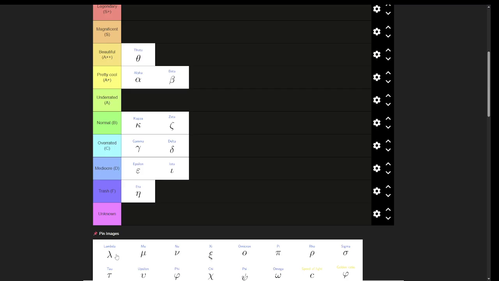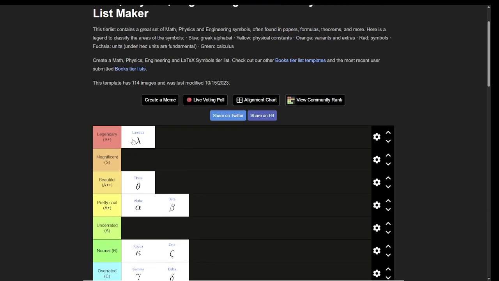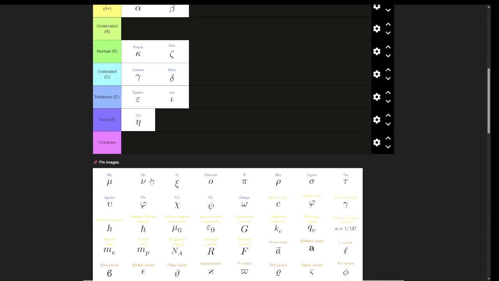And the best part is the greatest video game of all time, Half-Life 1, uses the Lambda symbol as its logo. The Lambda complex in the Black Mesa Research Facility is Lambda. Lambda is the greatest Greek letter of all time, legendary S+ tier. You can't tell me nothing about it.